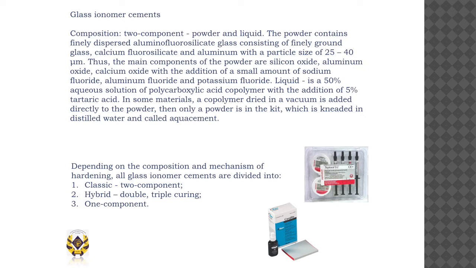The liquid is a 50% aqueous solution of polycarboxylic acid copolymer with the addition of 5% tartaric acid. In some materials, a copolymer dried in a vacuum is added directly to the powder. Then only a powder is in the kit, which is kneaded in distilled water and called aqueous cement. Depending on the composition and mechanism of hardening, all glass ionomeric cements are divided into classic, which have two components, hybrid, which have double or triple curing, and one-component cement.